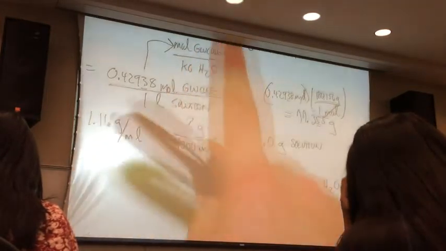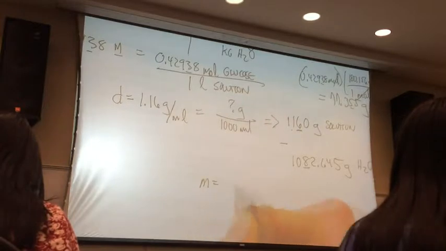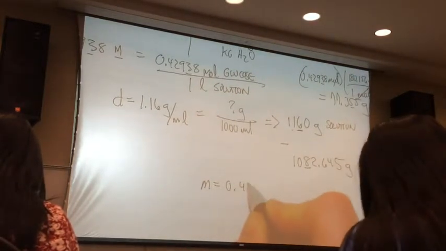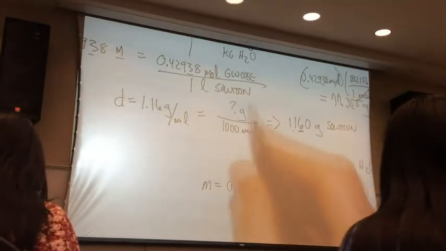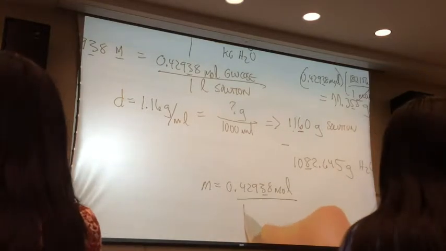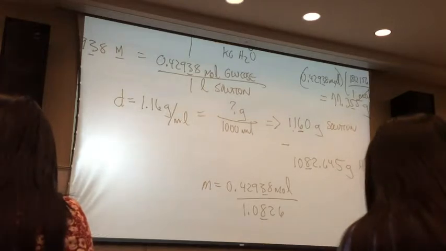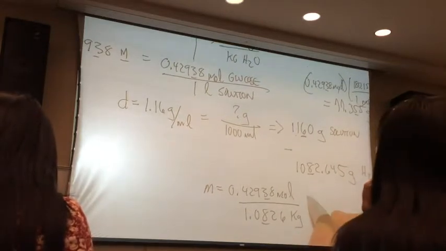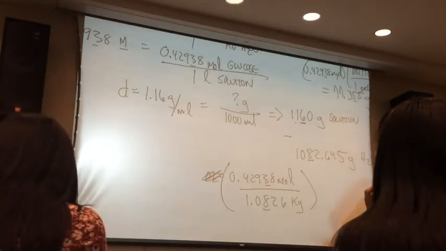So this calculation for then molality, right? Molality of this solution is going to be moles of glucose, so 0.42938 moles, divided by kilograms of water, 1, 2, 3, so 1.0826, right? There's my last sig fig. This is how many kilograms of water I have. That's the molality.